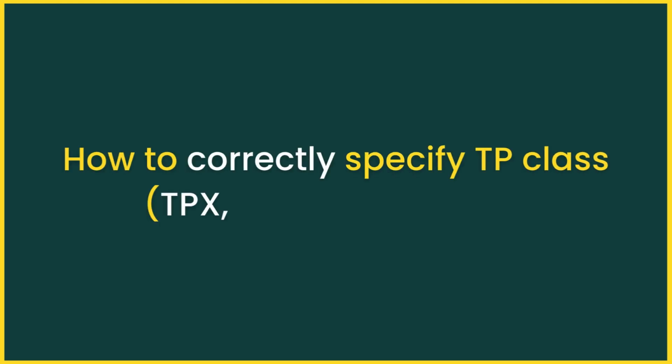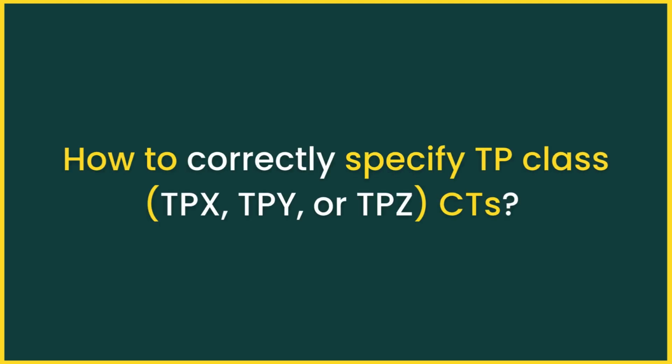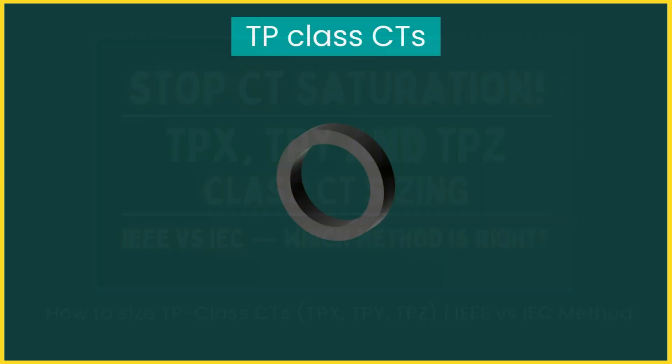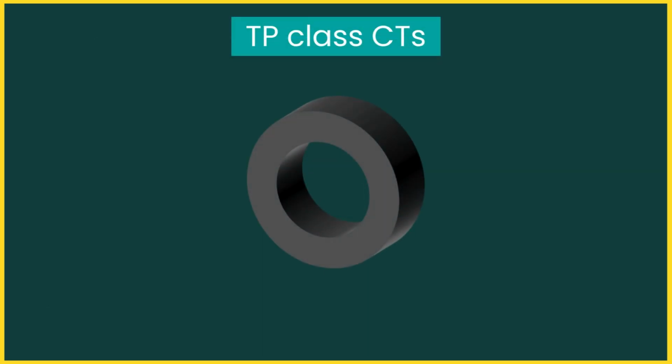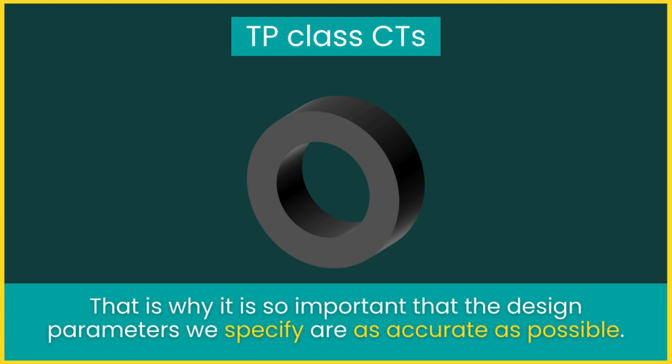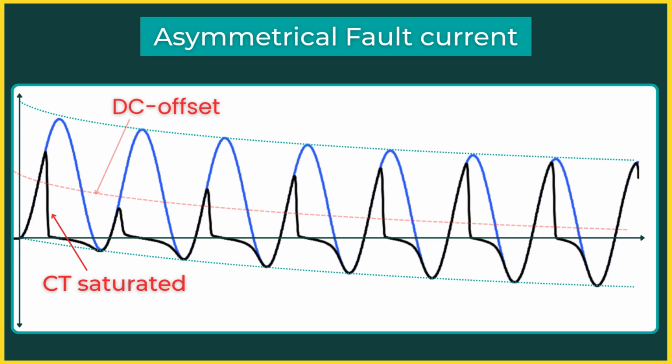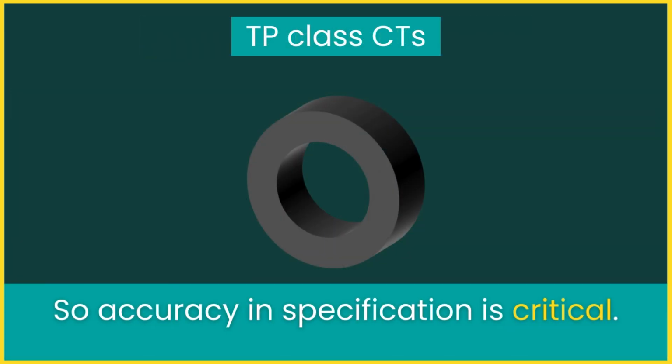In this video, we will learn how to correctly specify TP class CTs. In the last video, we saw that TP class CTs can become very large. That is why it is so important that the design parameters we specify are as accurate as possible. Overspecification makes the CT oversized, underspecification risks saturation and relay misoperation. So accuracy in specification is critical.